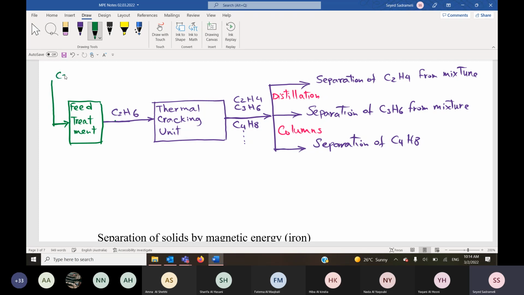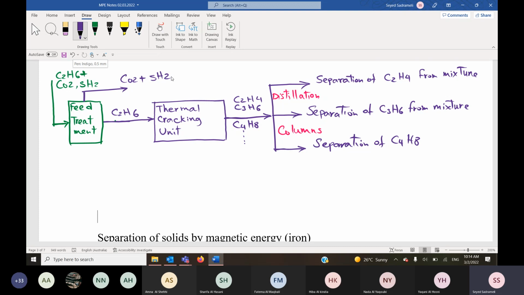So C2H6, including some CO2 or H2S, will be going to the system, and then we separate CO2 and H2S from the ethane and send pure ethane to the cracking unit, because these two gases are very harmful for the downstream processes. They are poison to the catalyst.